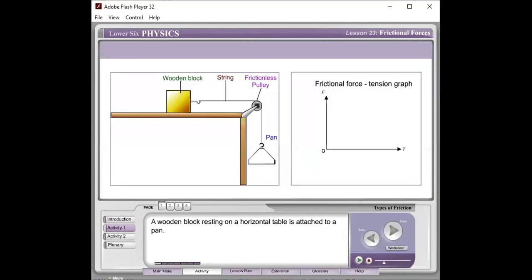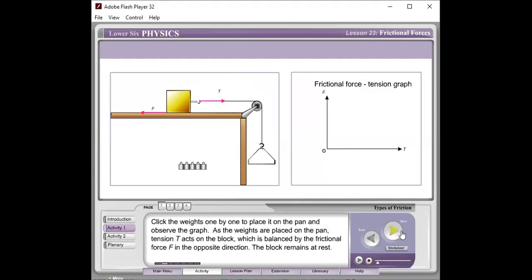A wooden block resting on a metal table is attached to a pan. Click the weights one by one to place them on the pan and observe the graph. As the weights are placed on the pan, tension T acts on the block, which is balanced by the frictional force F in the opposite direction. The block remains at rest.